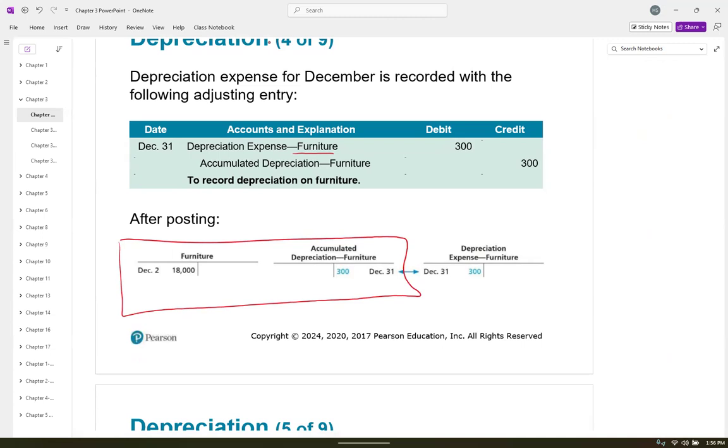These two accounts, this is cheesy, but you're probably going to remember it this way. These two accounts are married till death do them part. These two accounts cannot get a divorce. As long as you have the furniture, you will always have the accumulated depreciation. So we credit this account. What is accumulated depreciation? It is a contra asset.